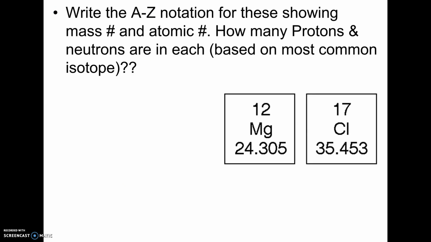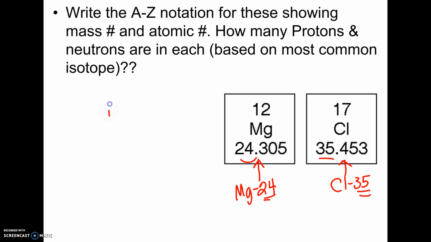Okay, and so here are 2 practice ones. Now I wrote here to write the AZ notation including the mass number and the atomic number, and I said to base it on the most common isotope. So we're going to pretend like, even though this is 24.305, we're going to assume that we're writing it for magnesium 24, the most common isotope. And for this one, we're writing it for chlorine 35, the most common isotope. So again, we would only use whole numbers for these, and I'm guessing that that's the most common isotope because the number rounds closest to that.